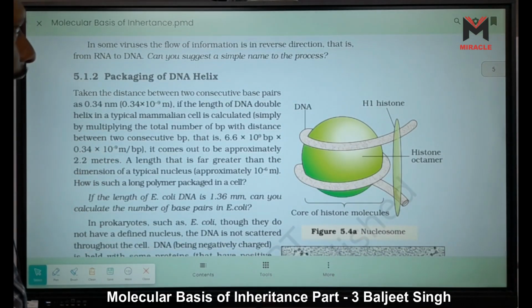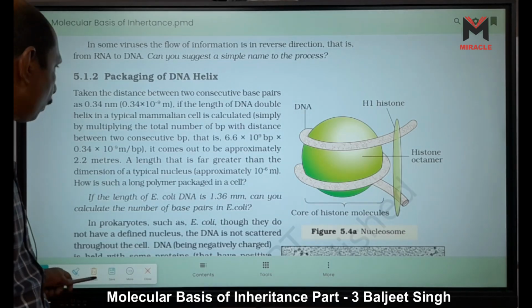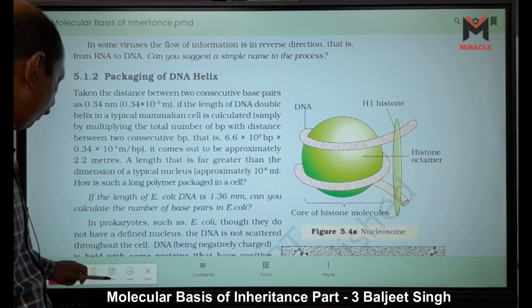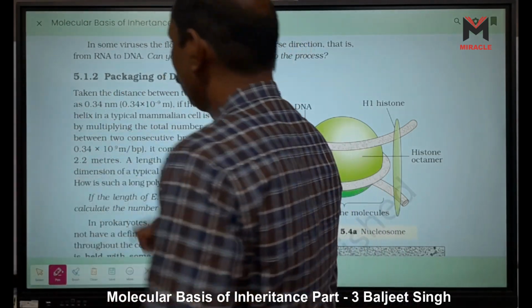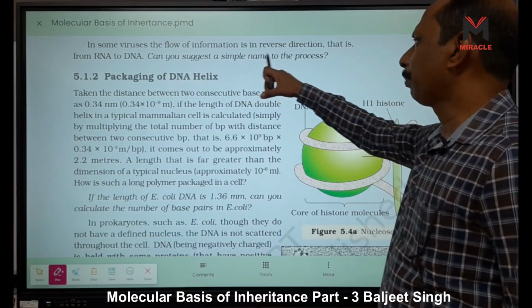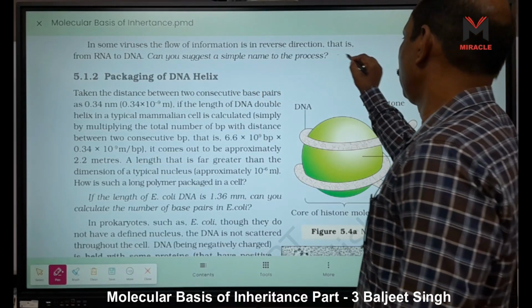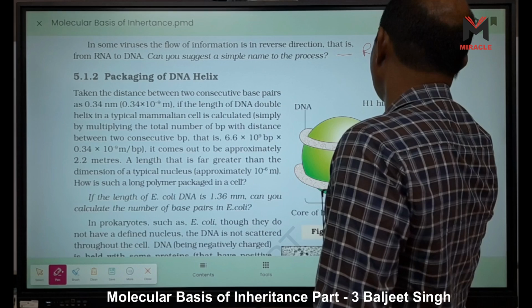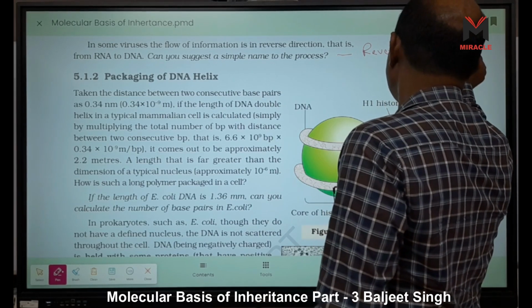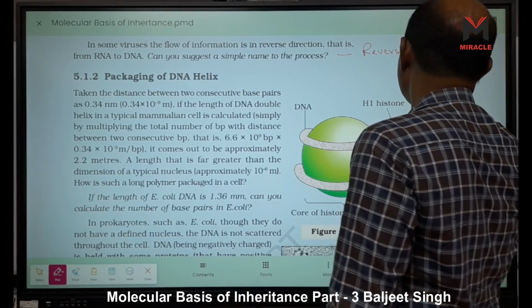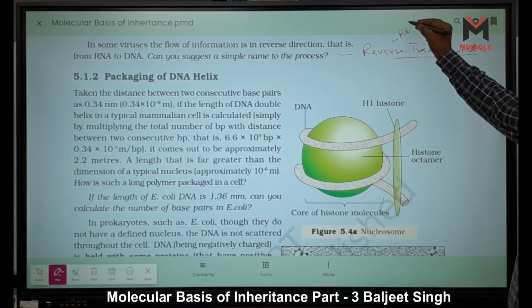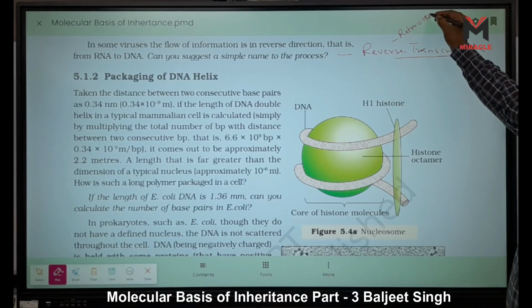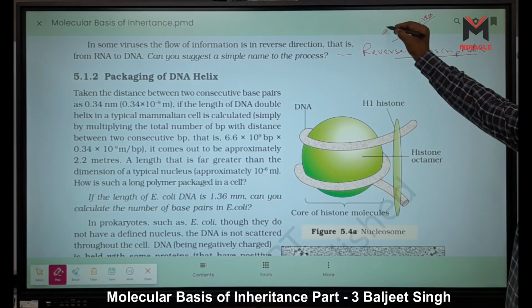In some viruses, as I already told you, the flow of information is in the reverse direction, and that is from RNA to DNA. Can you suggest a simple name for this process? So we can say yes, it is reverse transcriptase. This process name is reverse transcriptase. An example is retroviruses. Right? These are the examples.